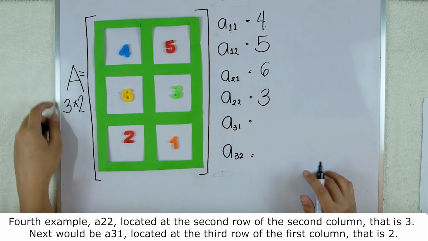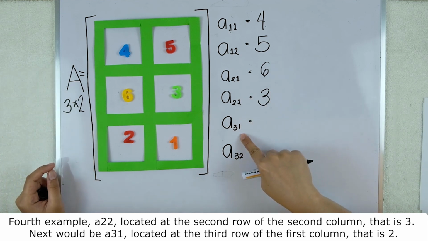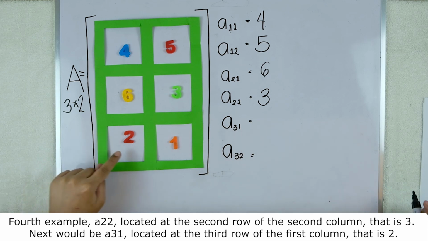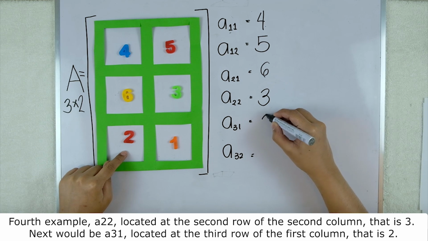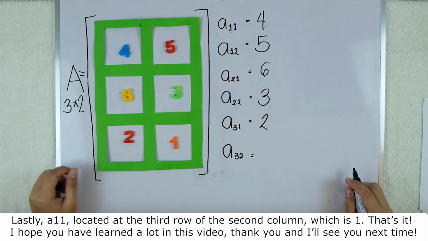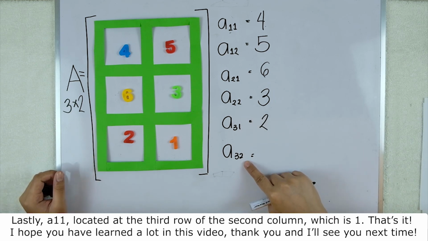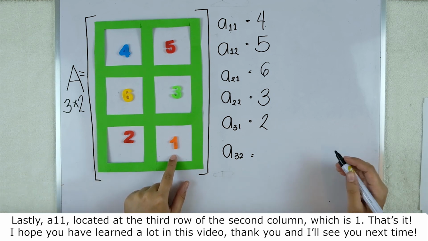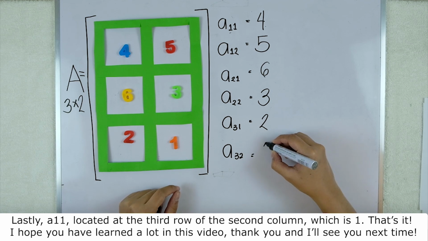Next would be A sub 3,1, located at the third row of the first column, which is 2. And lastly, A sub 3,2, located at the third row of the second column, which is number 1.